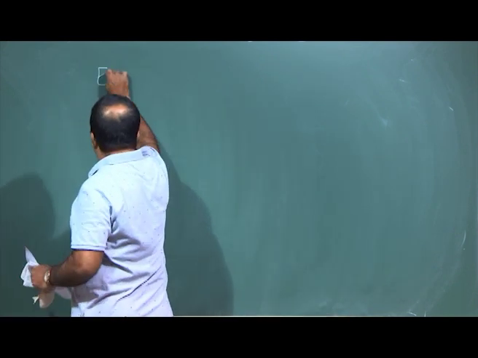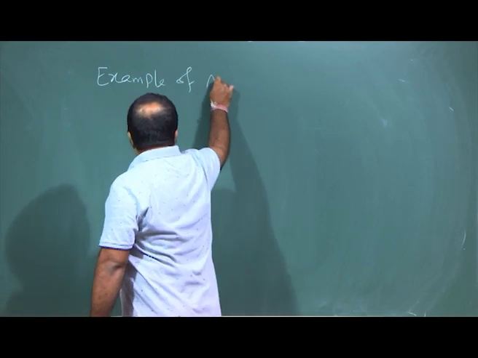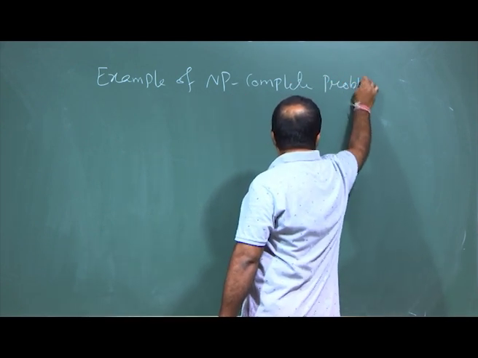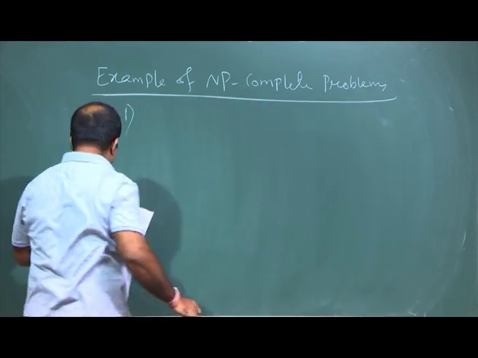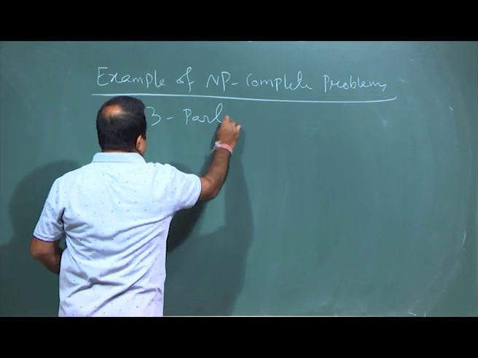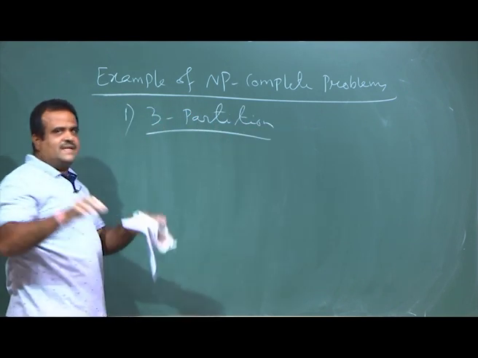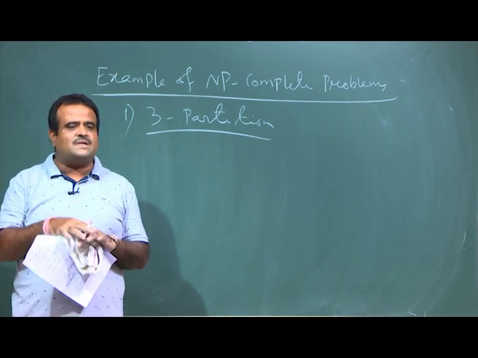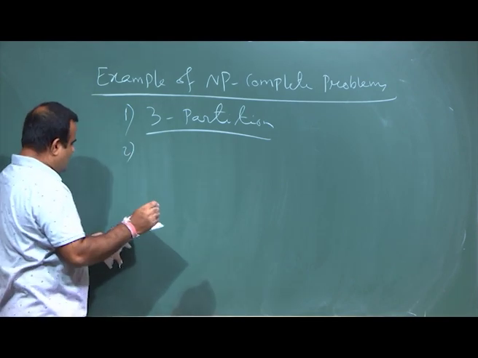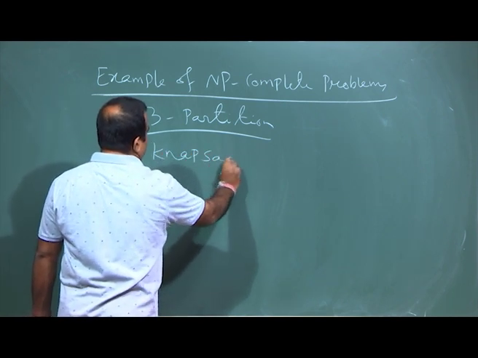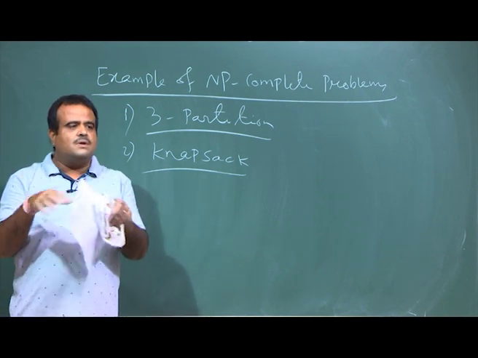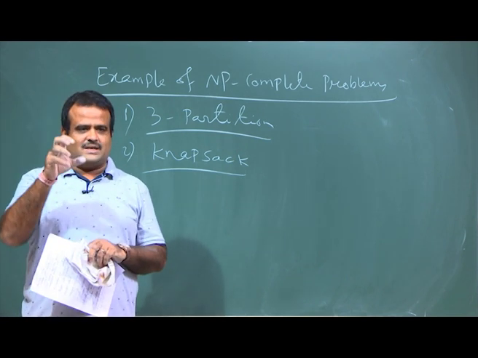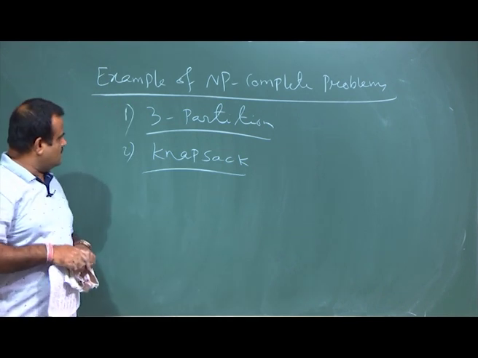These are some examples of NP complete problems. One we have seen is called 3 partition. We are given a set and ask whether we can partition it into 3 groups such that the sum of each group is the same. Then the knapsack problem. In the knapsack problem, we are given some weights and a target. We have to find a subset so that the sum of the subset is the target. This is also called the subset sum problem.